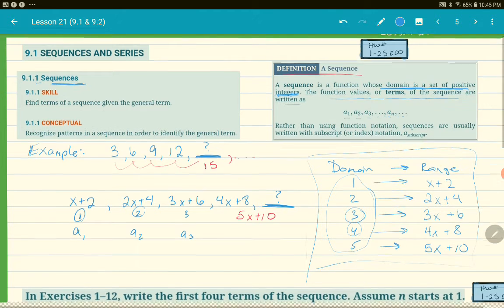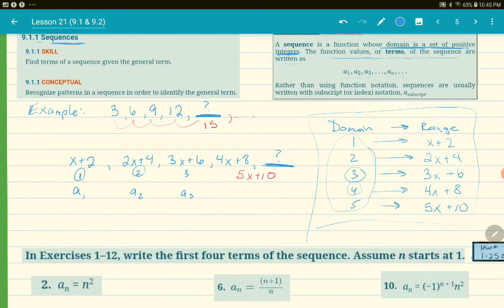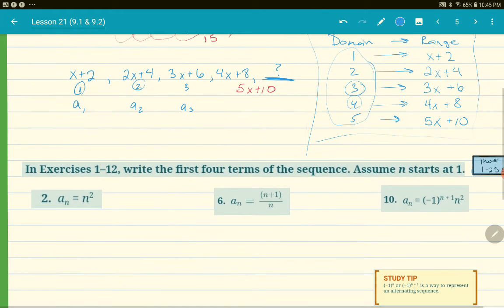All right, so let's look at some exercises now that we understand what a sequence is. Our first set of exercises is 1 through 12. We need to write the first 4 terms of a sequence, assuming it starts at 1. Okay, so let's look at number 2.